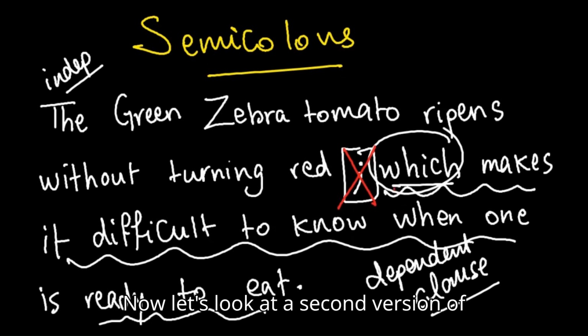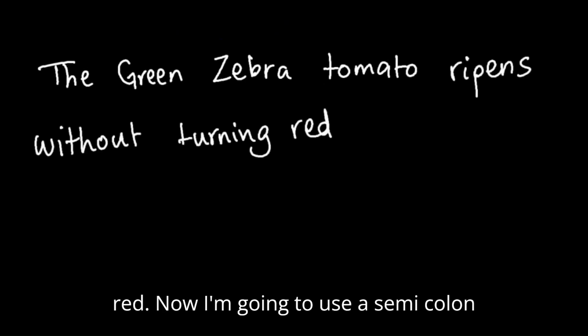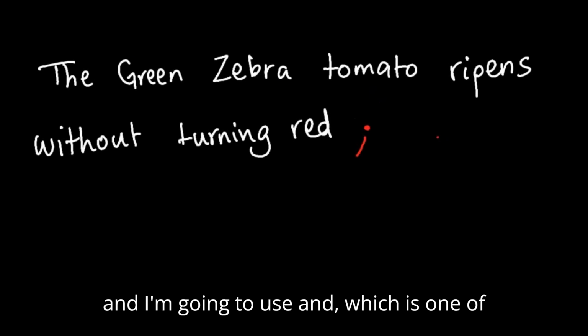Now let's look at a second version of this sentence. The green zebra tomato ripens without turning red. Now I'm going to use a semicolon, and I'm going to use and, which is one of the fanboys.